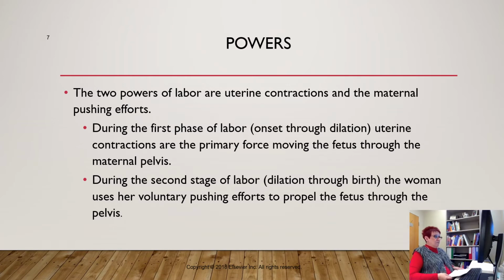So the two powers of labor are the uterine contractions and the maternal pushing efforts. During the first stage of labor, that means the onset of labor through dilation, remember, dilation is up to 10 centimeters, the uterine contractions are the primary force making this baby go through the pelvis, through the birth canal. After the second stage begins, when dilation is complete, 10 centimeters dilation, 100% effaced, then the woman usually is encouraged, or may even feel the urge on her own, to push and get the baby moving out of the body, out through the pelvis.